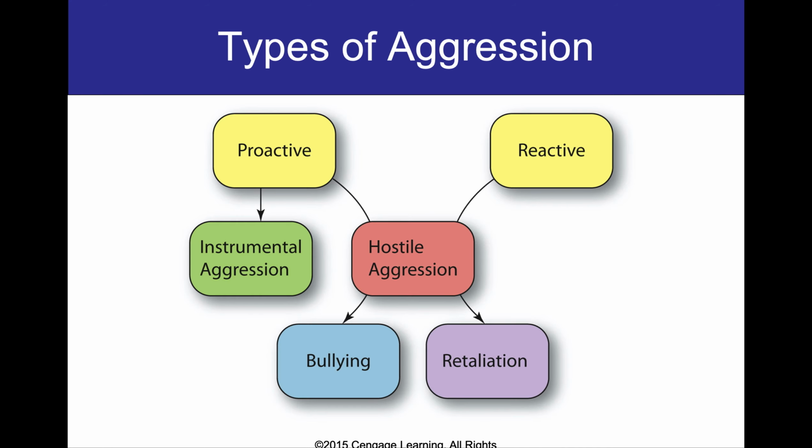Cyberbullying. Okay, types of aggression. We have proactive and reactive. Instrumental aggression, we've already talked about all these, but this is using some type of instrument to get what you want. Reactive aggression is oftentimes going to lead to hostile aggression, which can also lead to retaliation.